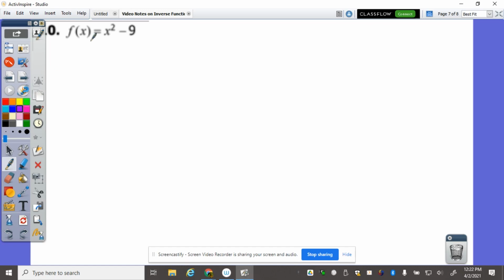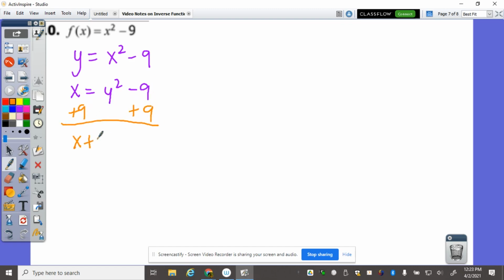Next, f of x is equal to x squared minus 9. So again, we will replace the f of x by y, and this is x squared minus 9. Swap or interchange the x and the y. So this becomes x, this becomes y squared minus 9. And how do I solve it? Add 9 here, add 9 there. So x plus 9 is equal to y squared. And then I'm going to take the square root of that in order for me to isolate the y.